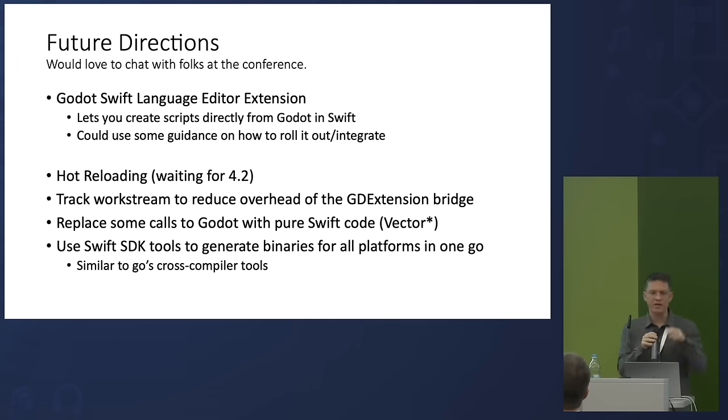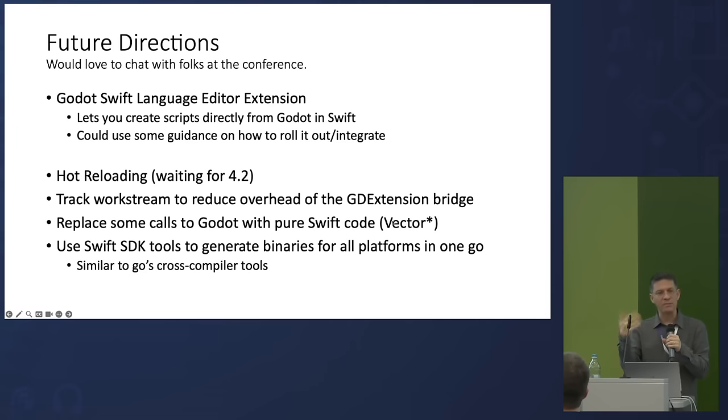There are other things that I want to do, and I need your help because I don't know how to do it. I wrote the editor plugin so you can go into Godot and say, this is a Swift language extension, and it lets me write my Swift language extension. But then it's very bizarre because I have two extensions in the same directory. I need some help. Things that I want to do: hard reloading. I'm waiting for 4.2 to go stable. I don't have time to do it in my spare time.